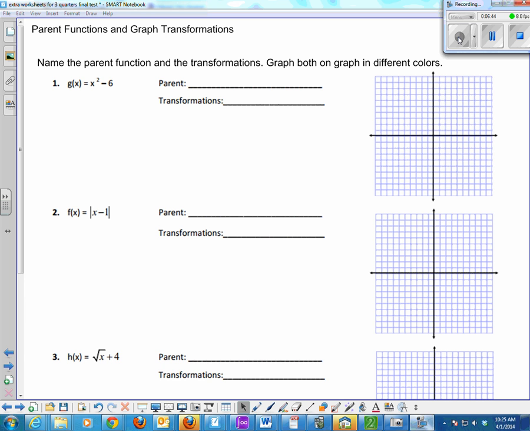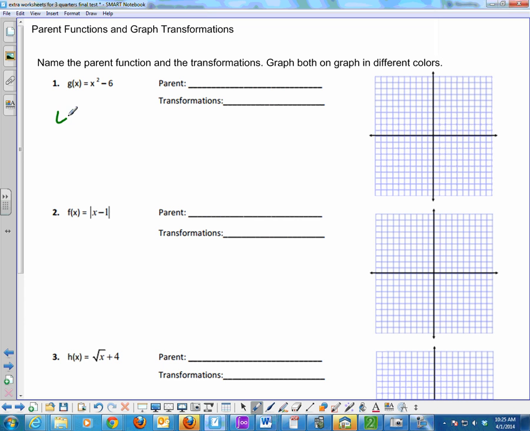This one's about parent functions and graph transformations. For each of these, 1 through 4, you're going to be determining which is the parent graph. Remember, those were the ones that used to appear on the left-hand board. So for this one, the parent graph is the quadratic y equals x squared. Okay, that'll be your parent.